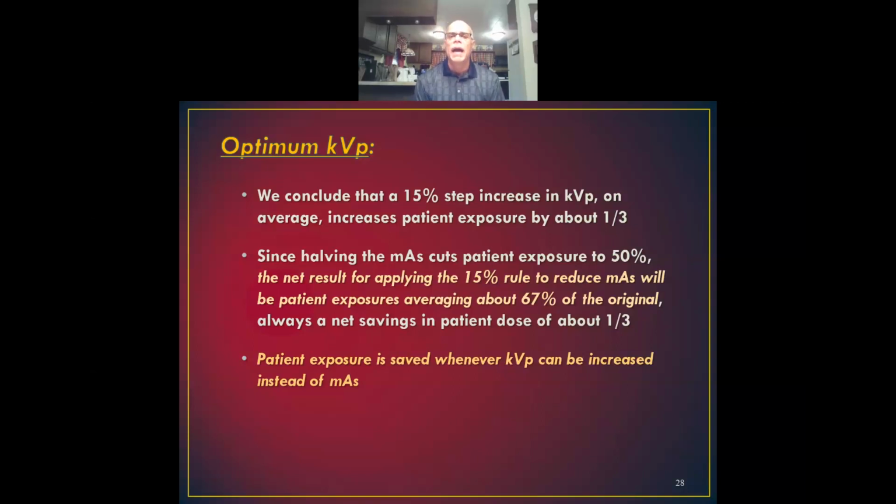It says, since halving the mass cuts patient exposure by 50% automatically, it's directly proportional. You double your mass, you double exposure; you halve your mass, you halve your exposure. The net result for applying the 15% rule to reduce mass will be patient exposure averaging about 67% of the original, always a net savings in patient dose of about 1/3. Again, a 1/3 reduction in overall patient exposure by applying the 15% rule one time.